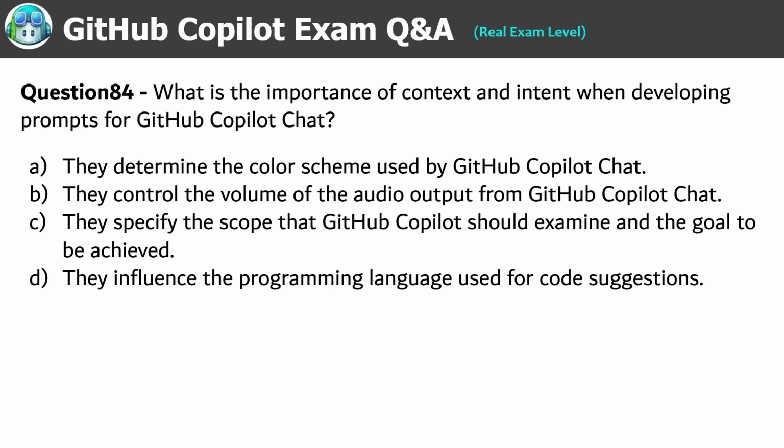Question 84. What is the importance of context and intent when developing prompts for GitHub Copilot chat? And the answer is option C. They specify the scope that GitHub Copilot should examine and the goal to be achieved.